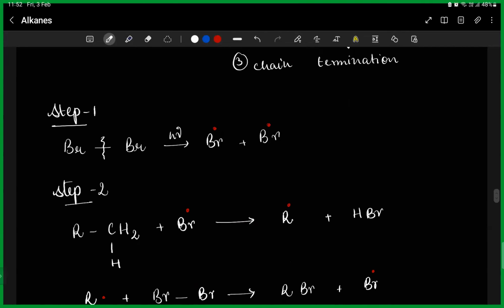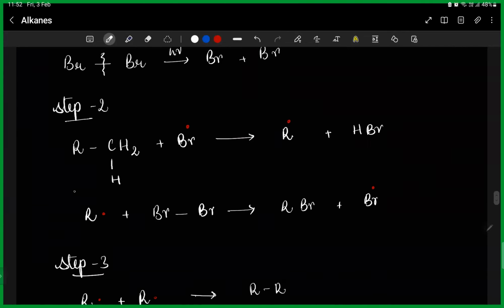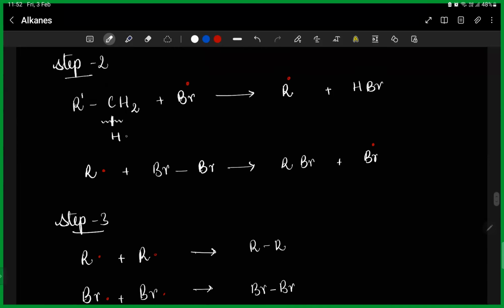So what will be chain propagation? We are taking an alkane, so we have RCH3. This hydrogen is there with us, and then we have the bromine. They will react, and then what would happen? This hydrogen will undergo homolytic cleavage. This will get a free radical, this will get a free radical, and then HBr and R radical are formed. Here, homolytic cleavage takes place.